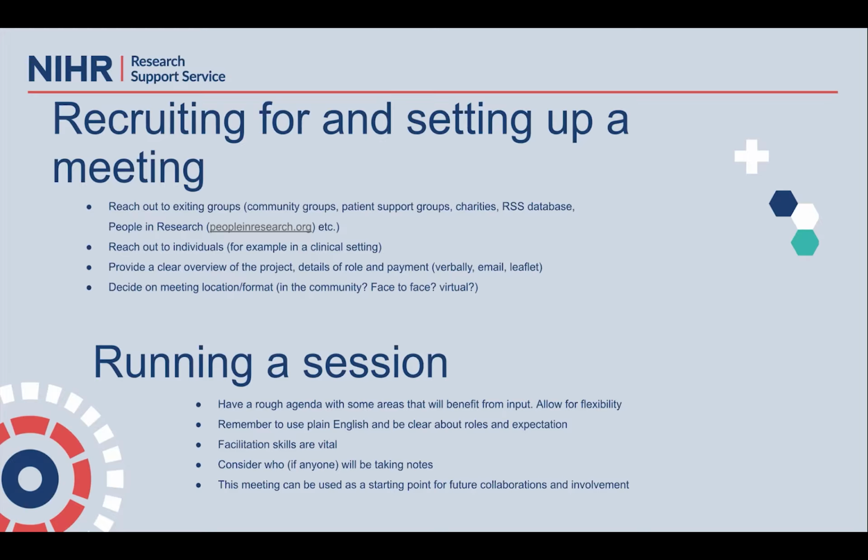So the website address is here, and essentially you can go on to People in Research and the landing page says I'm a researcher or I'm a public contributor, and you can click that you're a researcher and you can upload an advert about your research and the patient and public involvement representatives that you're looking for. And then those people that are interested in contributing will be able to see all of the different adverts nationally for different PPI opportunities.